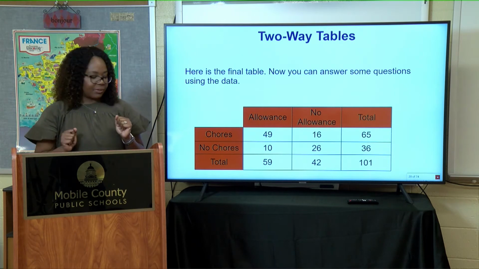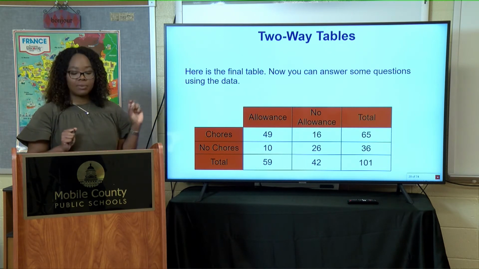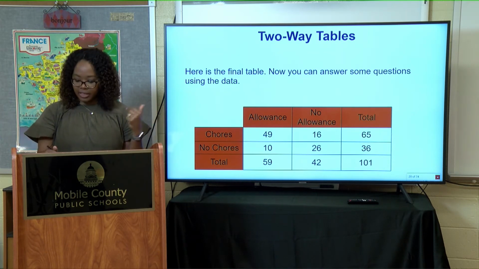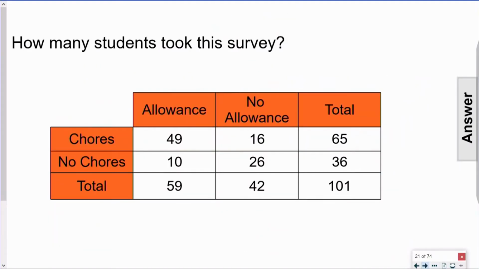Here's the final table. Now that we have our table completed, let's interpret. Let's answer some questions based on our table. You try. How many students took the survey? Good, 101 students took the survey.